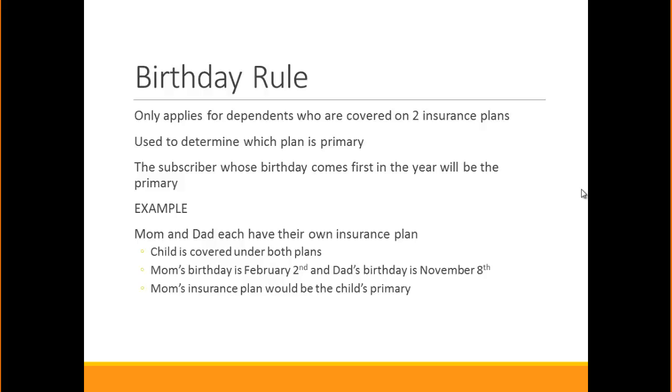The birthday rule. This comes into play when a dependent is covered under two dental plans. To determine which plan will be the primary insurance plan, the subscriber whose birthday comes earliest in the year will be considered primary. By having this rule, it makes it very easy for all parties to determine who will be the primary insurance.